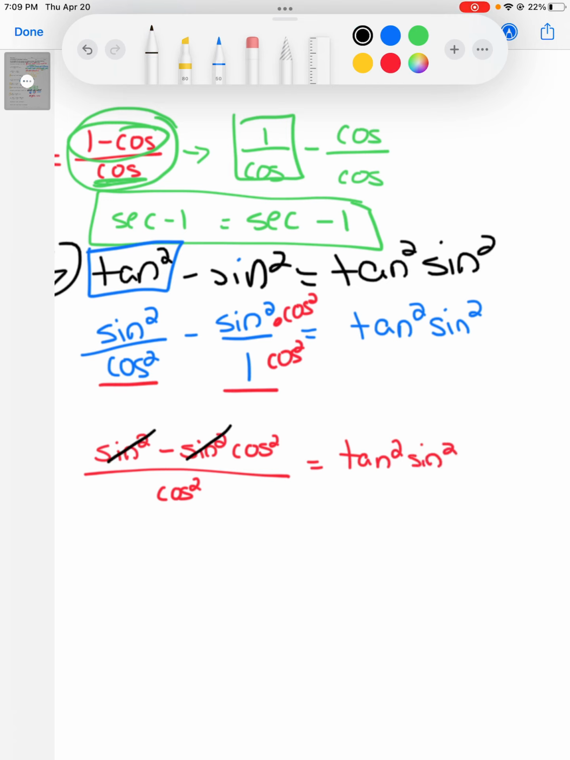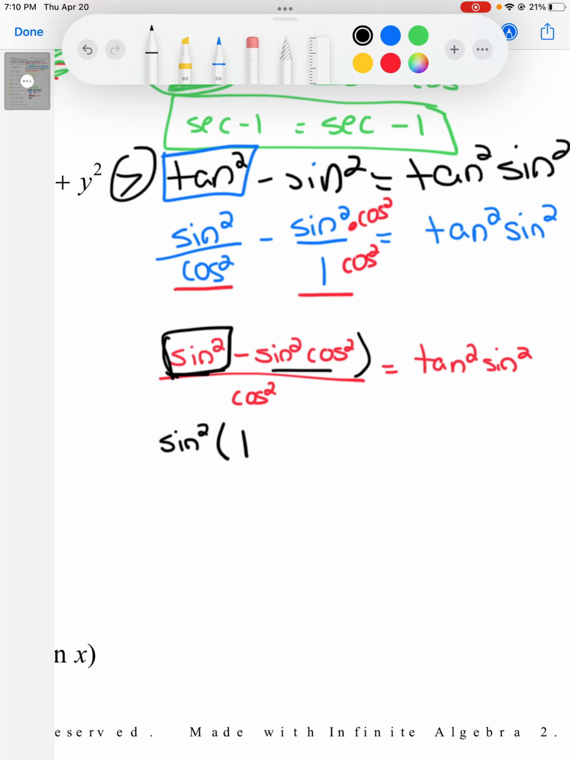Okay, so what we can do though is if I have an x minus xy, I can factor out an x. So in this case, we're gonna factor out a sine. So if I take a sine out, or sine squared actually, sorry, sine squared, what's sine squared divided by sine squared? That's 1. And then if I take a sine squared out here, all I'm left with is cosine squared, and that's all over cosine squared, equals tangent squared times sine squared.